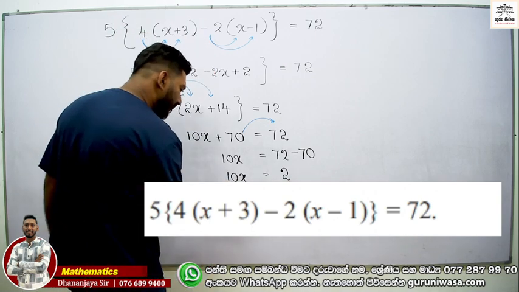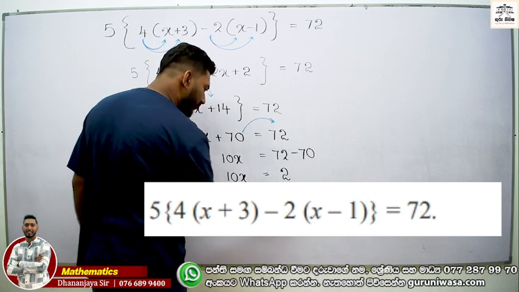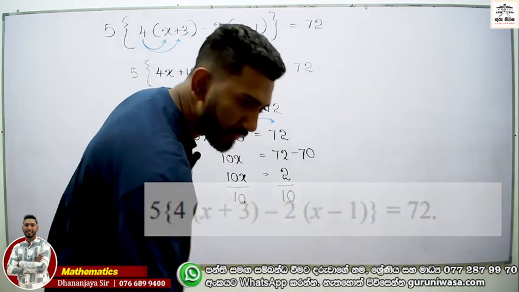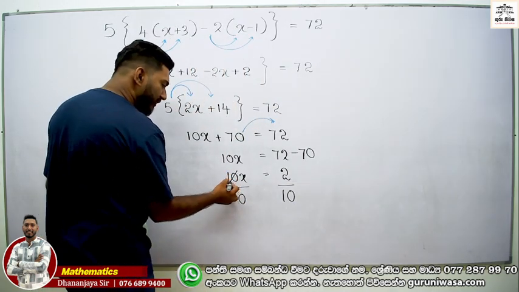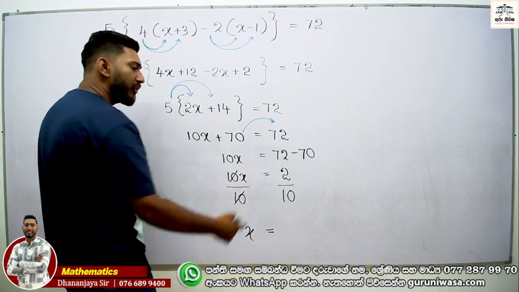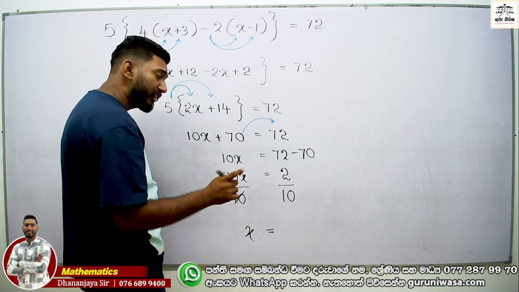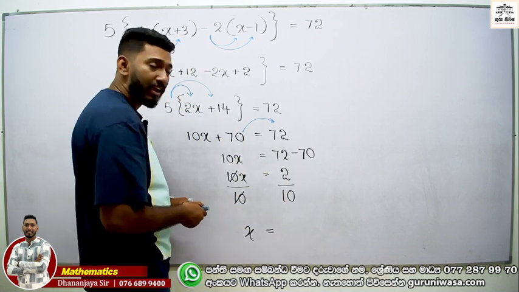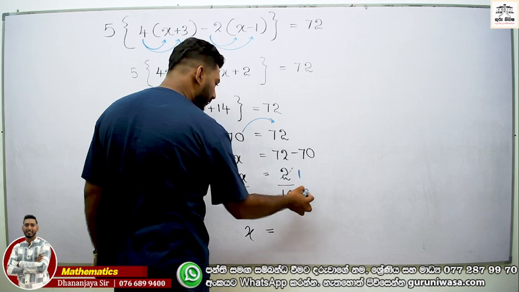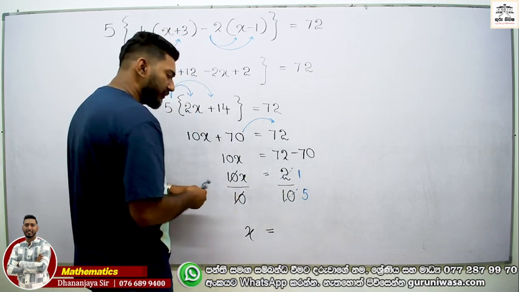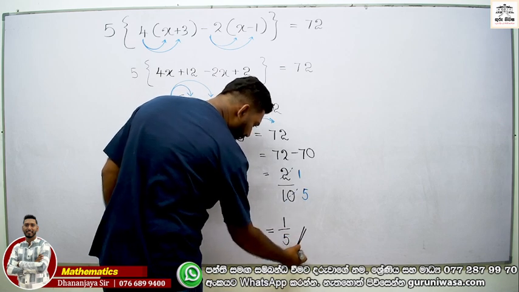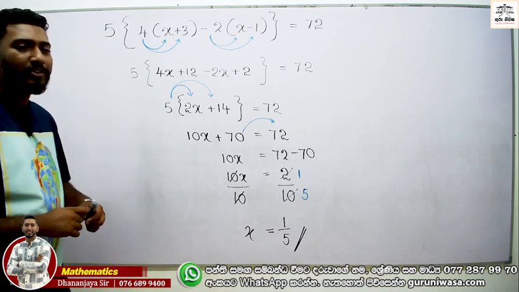Now you know what the method is. You need to divide by 10. Divide by 10. Now 10 and 10 are eliminated. Therefore finally x becomes 2 over 10. Now listen. This one can be simplified as a fraction: 2 times 1, 2 times 5. Now the answer becomes 1 over 5. 1 over 5. Right. Understood, everyone?